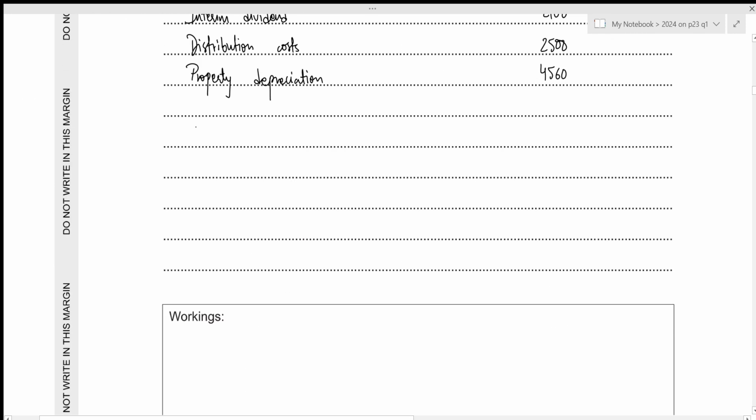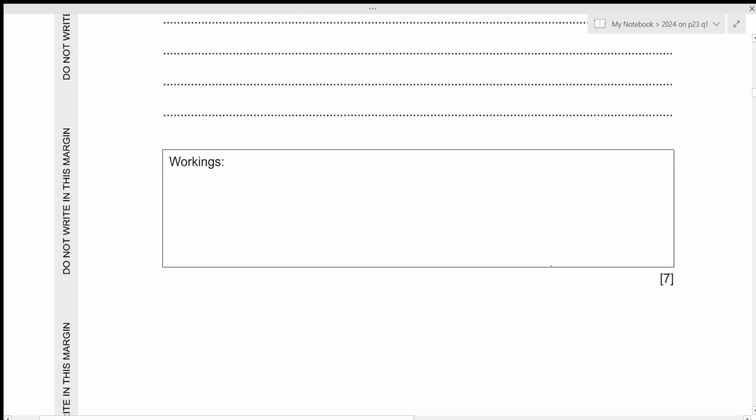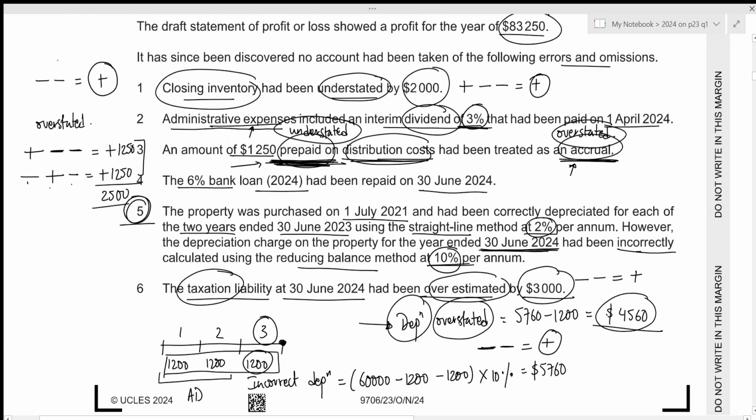Let's do that. This is for taxation. We add 3,000. Now if we add it up, we will get our revised profit for the year. That's just going to be 83,250 plus 2,000 plus 2,100 plus 2,500 plus 4,560 plus 3,000, which results in 97,410. And in this case, we have been given the working section as well. So all of the workings that we did should be shown within that particular box so that you get your markings correctly. That's all for the second one.